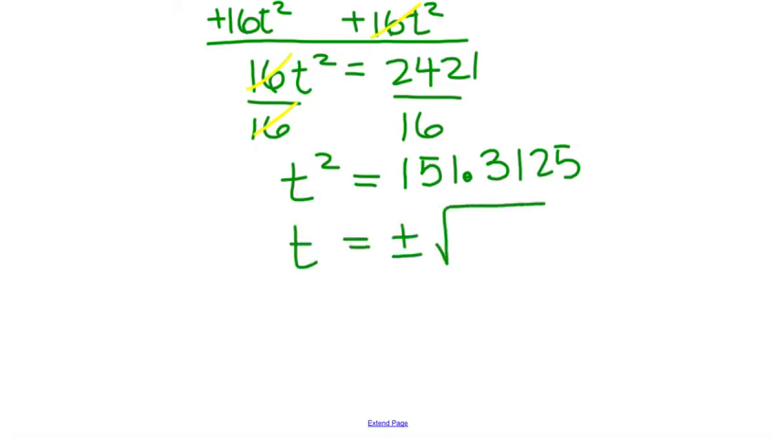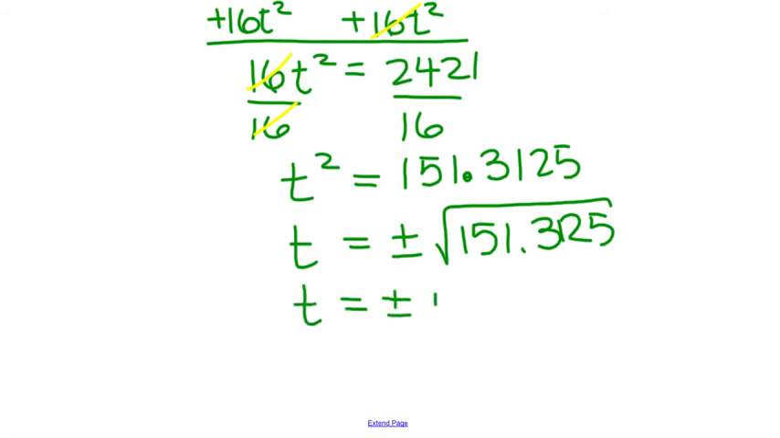The next thing we want to do is undo the squared, so we're going to square root both sides, plus or minus the square root of 151.3125. Throw that into your calculator. And t equals plus or minus 12.30. Just round it to the nearest hundredths place.